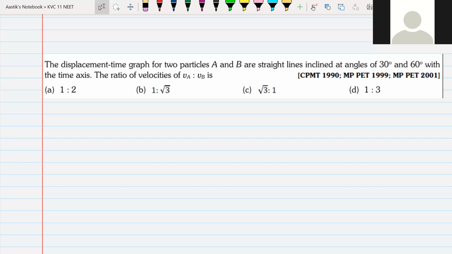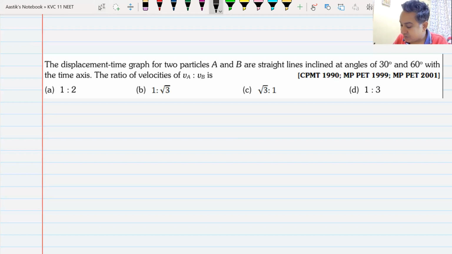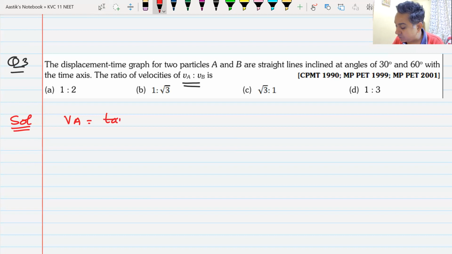Option D, sir. Option D. And that is correct. Well done. Question number 3. How did we get this? We had to find out the ratio of VA and VB. So how do we find out the ratio? VA will be tan of the first angle, tan of 30 degrees. VB will be tan of 60 degrees. I have to find out VA by VB.